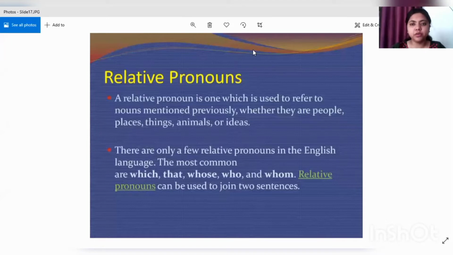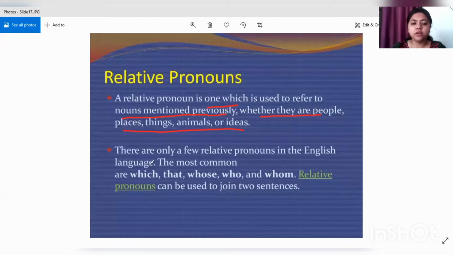Now, what are relative pronouns? A relative pronoun is one which is used to refer to nouns mentioned previously. The noun which has been mentioned previously, and when we want to refer to the same noun again, then we use a relative pronoun in order to make complete sense. So if we want to bring out a relation between two persons, or between people, places, things, animals, or ideas, whatsoever they may be, any noun, we use a relative pronoun for that.